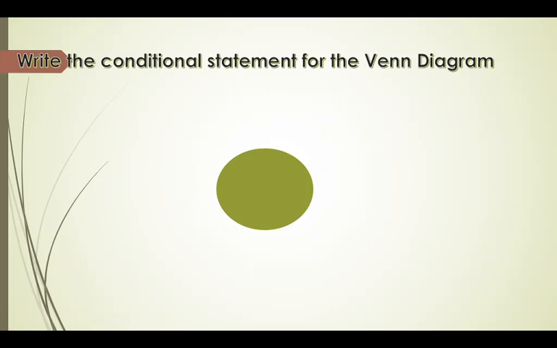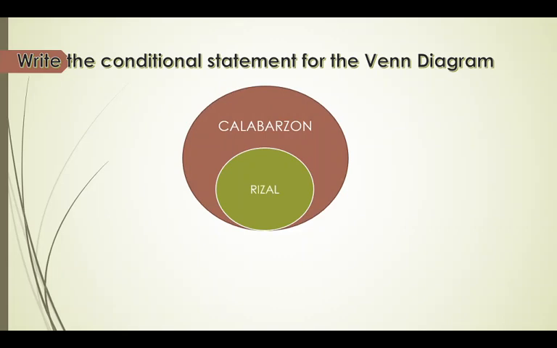Now, what if the given is a Venn diagram and we are going to write the conditional statement? So, ang given naman ay yan, Venn diagram na yan. Take a look at that. Yung nasa malaking bilog ay Calabarzon. Yung nasa maliit naman ay Rizal. So, what can you say about that Venn diagram? Yung Rizal ay nasa loob at yung nasa malaki ay Calabarzon. Anong ibig sabihin or anong gusto niyang statement na conditional para sa atin?